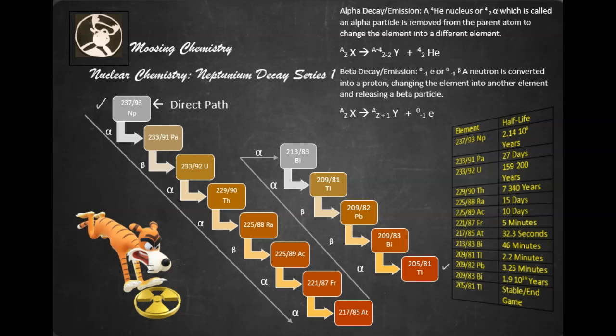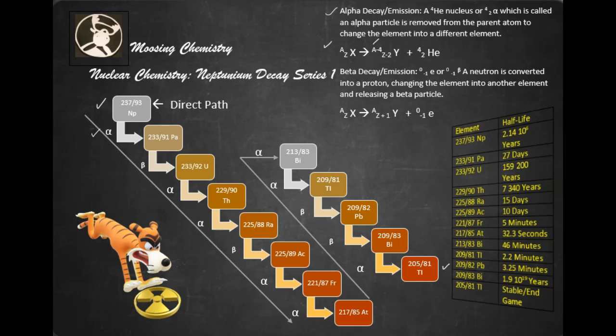Now, if you see an A, that means alpha decay or emission. A 4He nucleus, or 4,2 alpha, which is called an alpha particle, is removed from the parent atom to change the element into a different element. We're going to use this equation here: A,Z X yields A minus 4, Z minus 2 Y, plus our alpha particle.